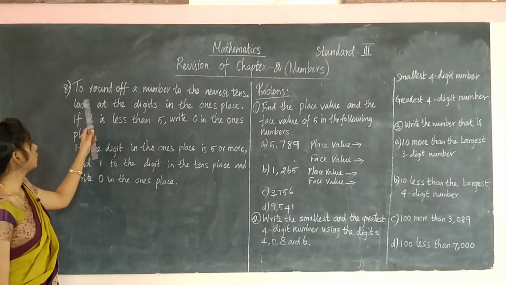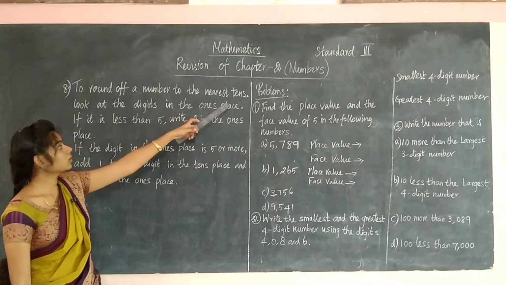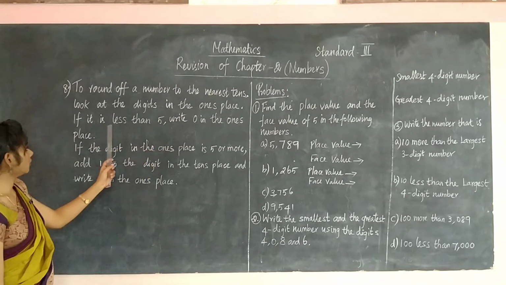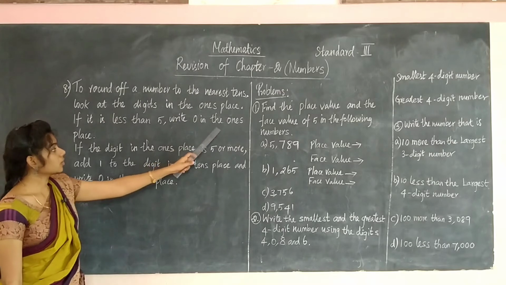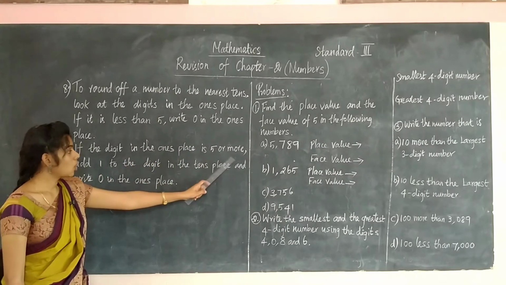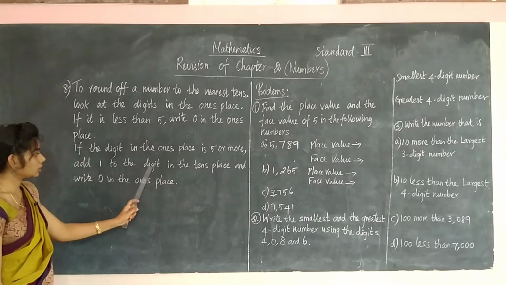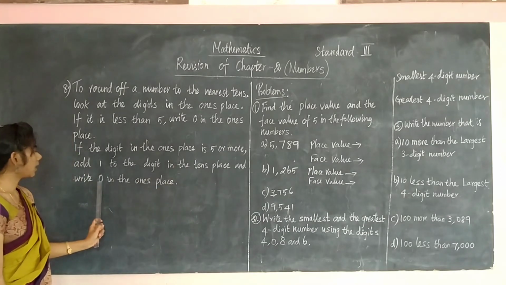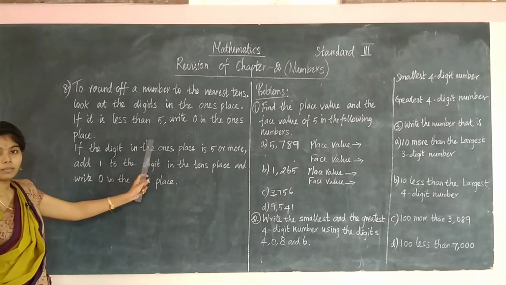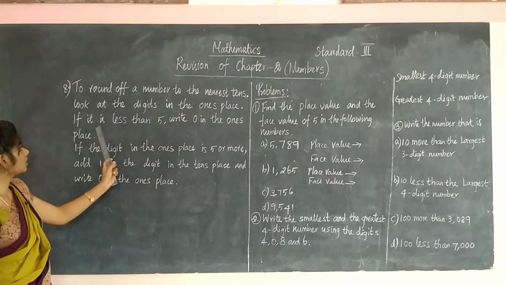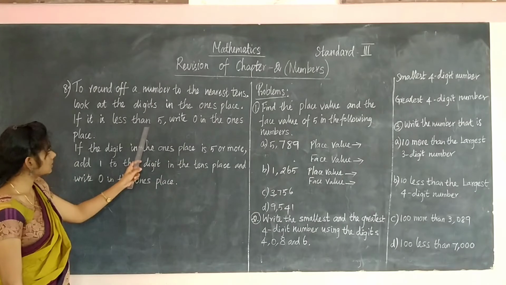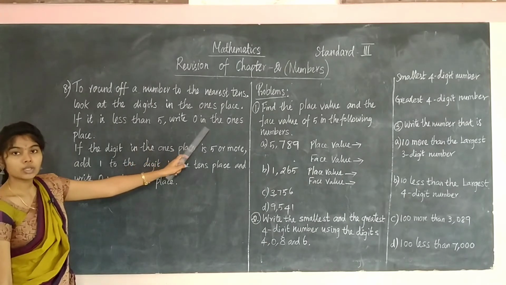Then the next one is to round off a number to the nearest tens. Look at the digit in the ones place. If it is less than 5, write 0 in the ones place. If the digit in the ones place is 5 or more, add 1 to the digit in the tens place and write 0 in the ones place. In the last class, we have seen how to round off numbers to the nearest tens. What is the first thing? We have to check the ones place. If it is less than 5, we write 0 in the ones place.